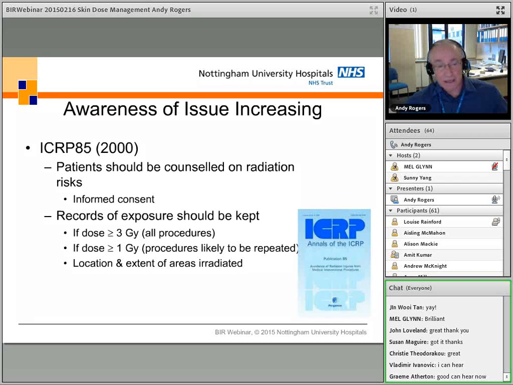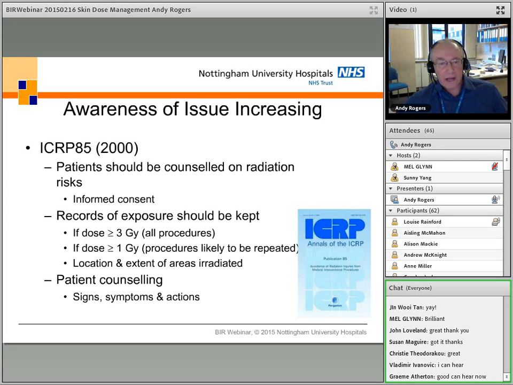And in those days, what was being recommended was for all procedures where you could get a dose more than 3 gray, and if you got more than one, keep it where it's likely to be repeated, so if the patient might come back. And they were also asking 15 years ago for the location and extent of the areas irradiated. And actually, that can be problematic unless you've got some tools to let you know what you gave where. And that's really where we're going to major on towards the end of this talk.